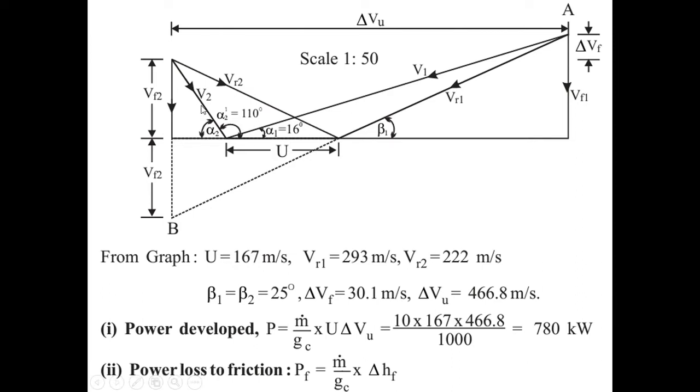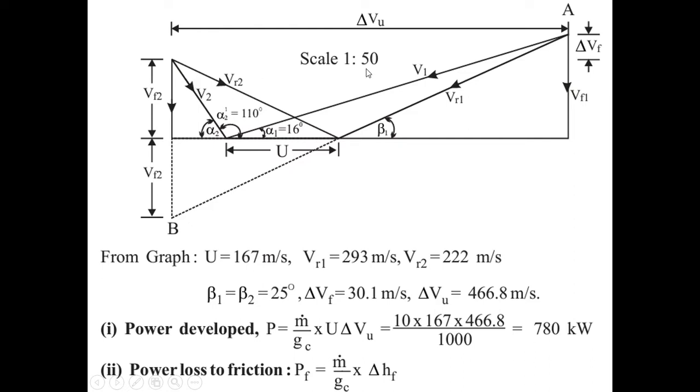Next is V2, which is given in the problem as 100. Alpha 2 we found out as 180 minus 110, because 110 is not with respect to the horizontal line or with respect to blades. It is given with respect to U. So with respect to U, if you draw alpha 2, it is 110. If I take 180 minus 110, I'll find alpha 2 on the other side. So it is 70 degree. So at 70 degree and 110, 100 meter per second, I'll draw V2 with a given scale.